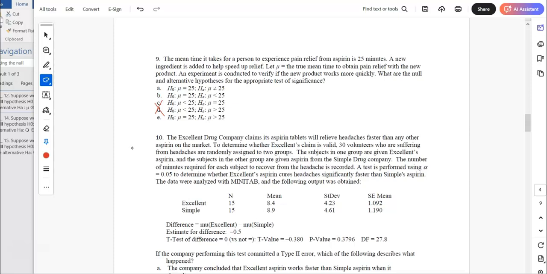Experiments verify whether the new product works more quickly. So we want it to work more quickly with the new product. So we think that the time is going to go down. So I think that would be B. That's not too bad a question there.